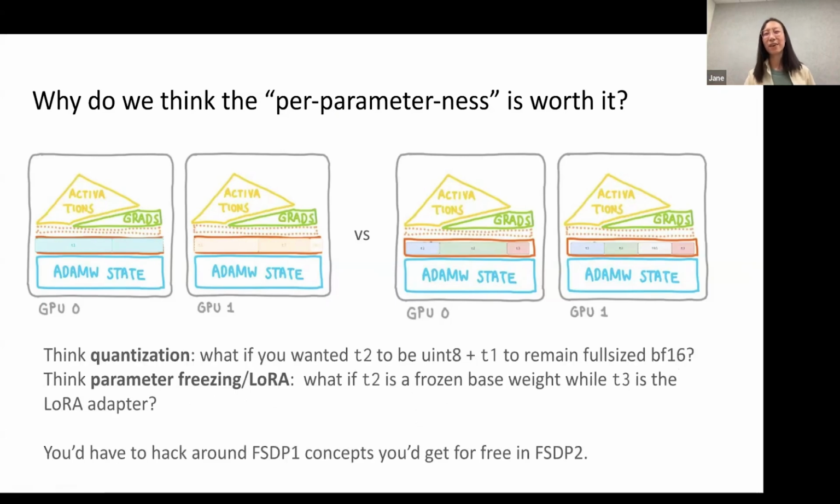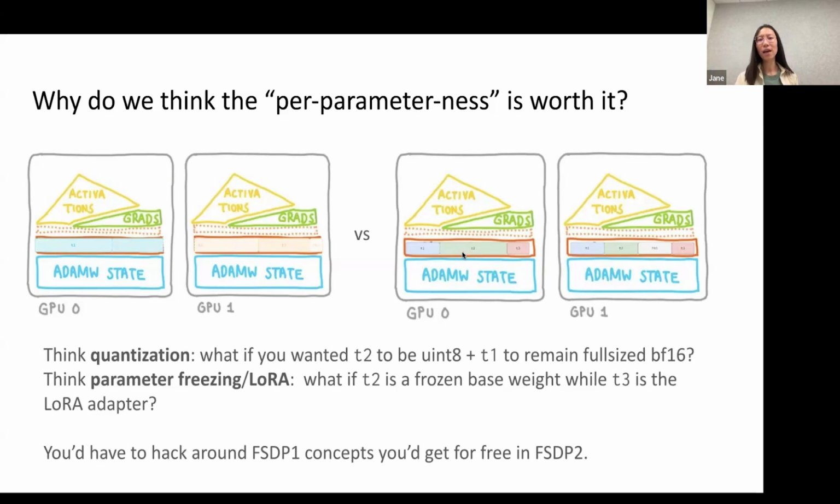And so you're like, okay, but why? If you think of quantization, which Mark talked about earlier, what if you wanted T1 to be UN8, T2 to be full size, like float FP32, any other size? In the first regime, unacceptable. The second regime, totally fine. No one is going to bother you.